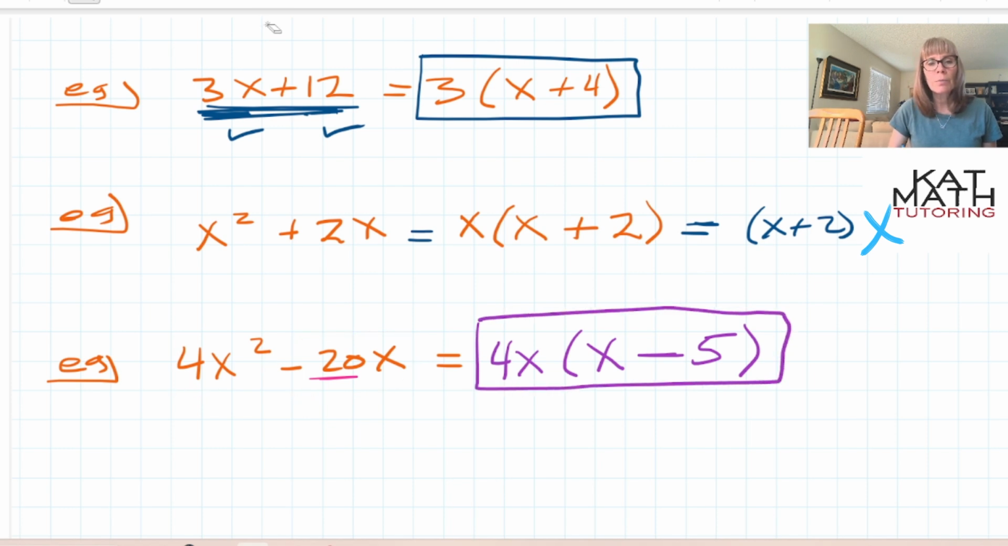Let's double check and see if we got that right. So 4x times x, that makes 4x squared, that's correct. And 4x times negative 5, that's negative 20x, so that's correct as well.